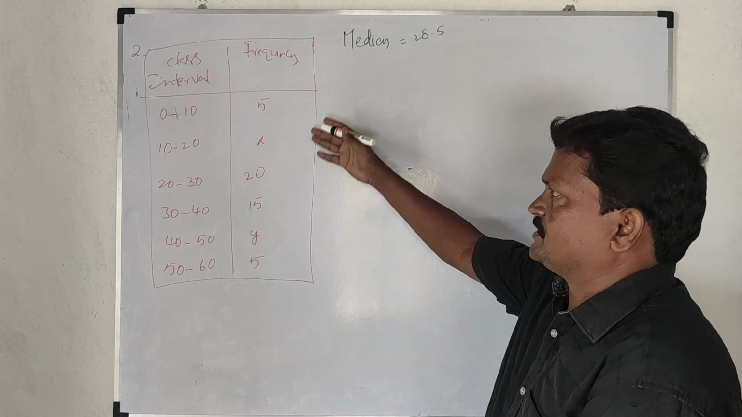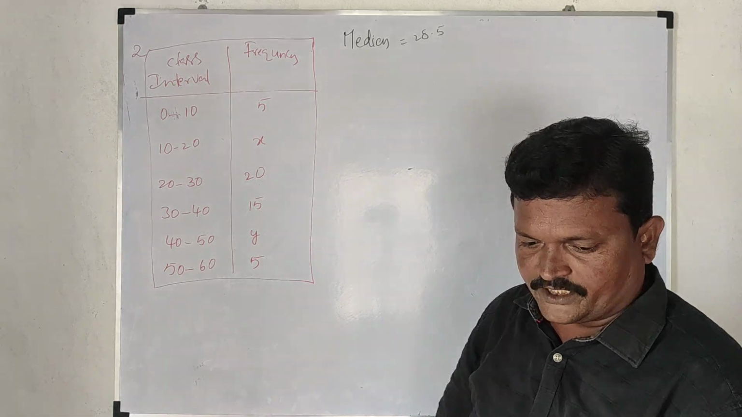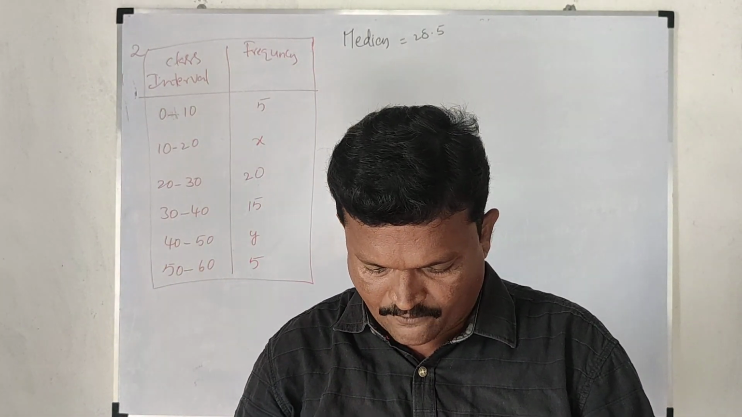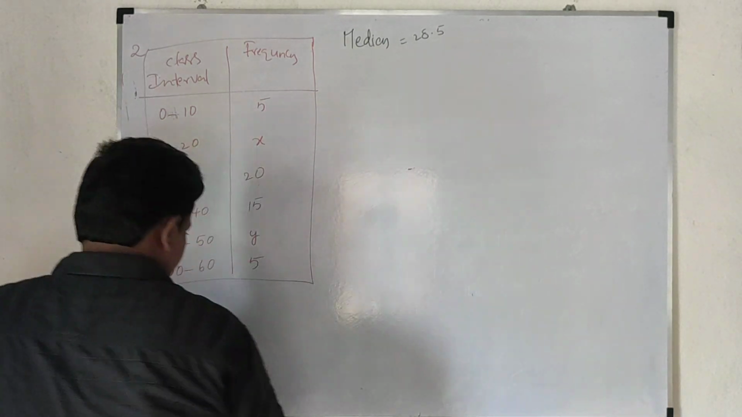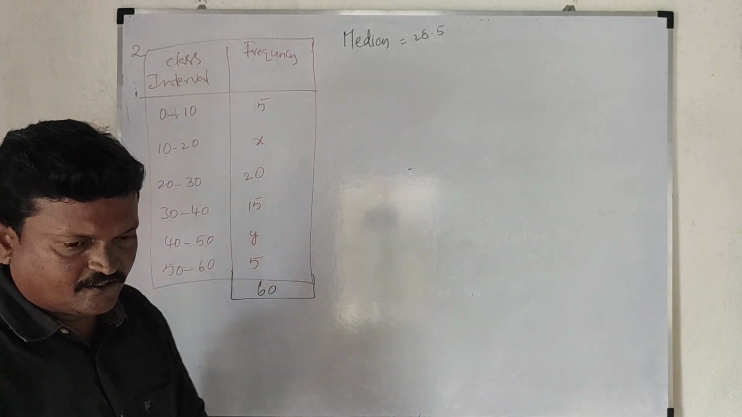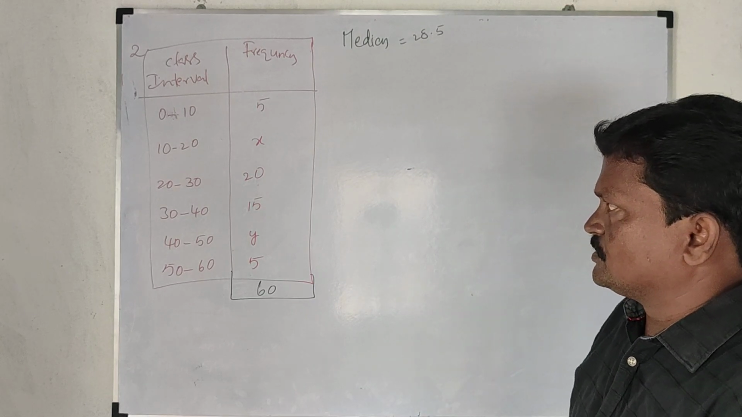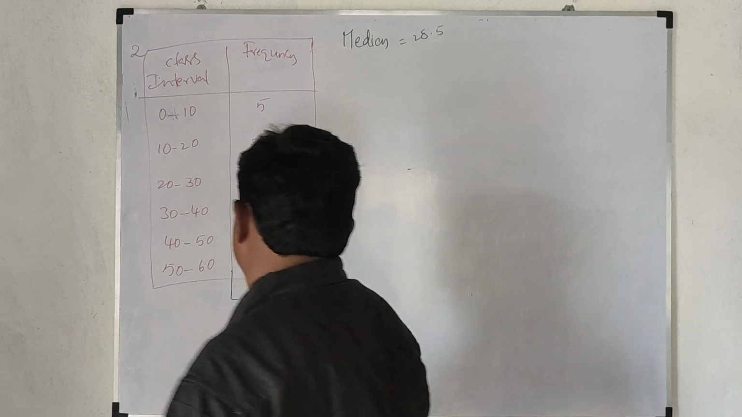Here also it is the same thing. Here two frequencies are missing. We have to find those two missing frequencies, and in this question the total is also given. In the question itself it is given as 60. Now see how we can find it: the sum of all of this is equal to 60.